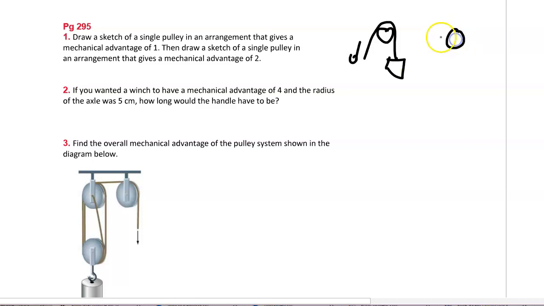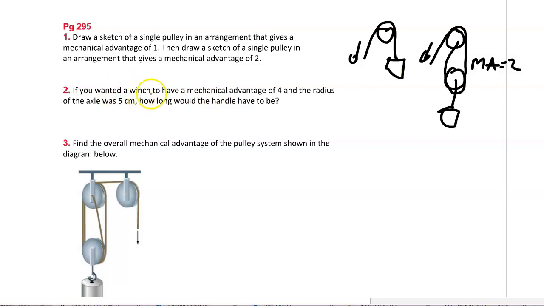Whereas something with 2 ropes lifting, other than the one pulling it, will have a mechanical advantage of 2.